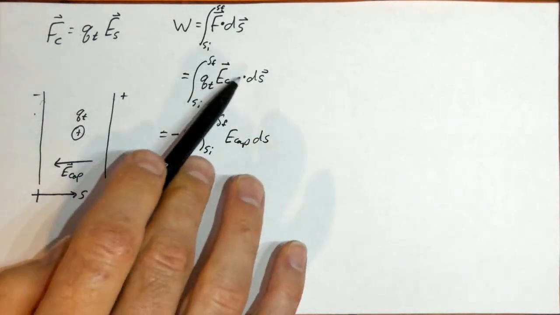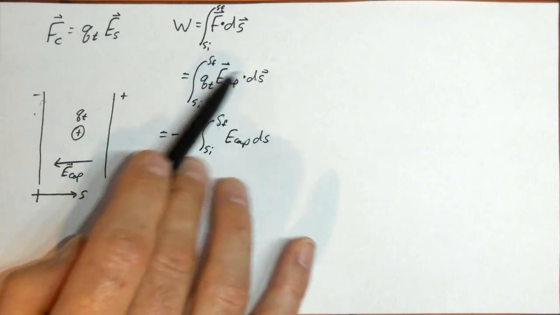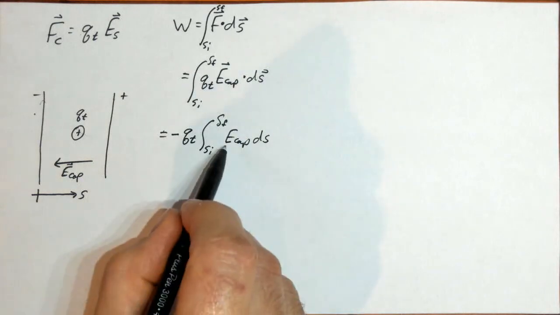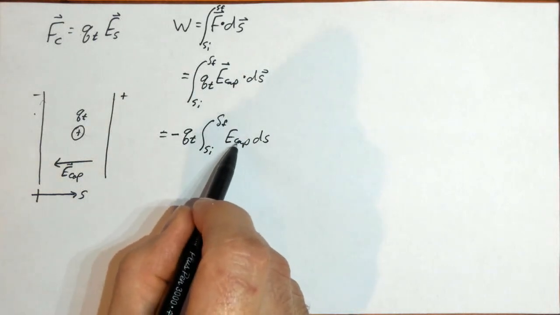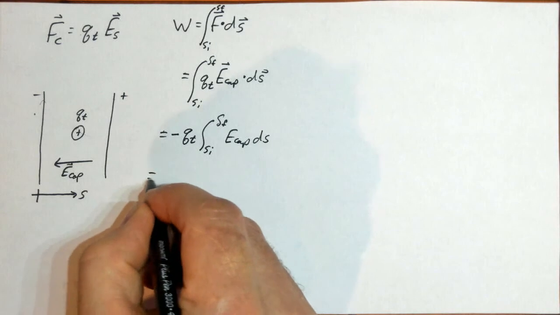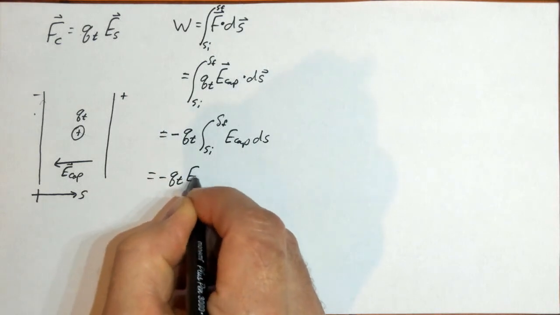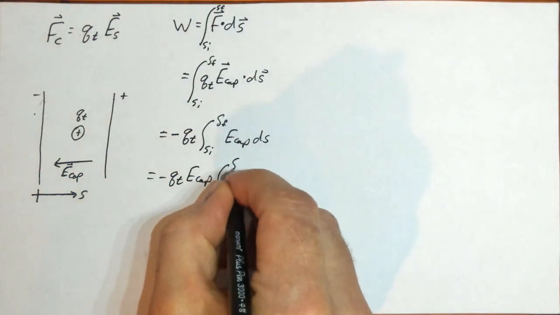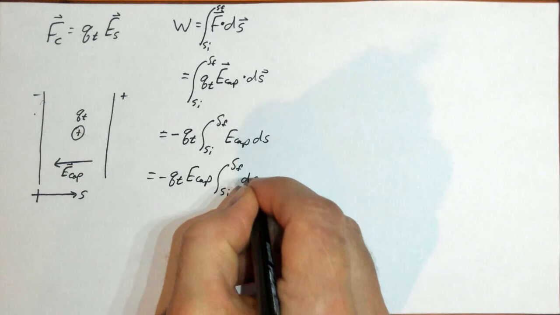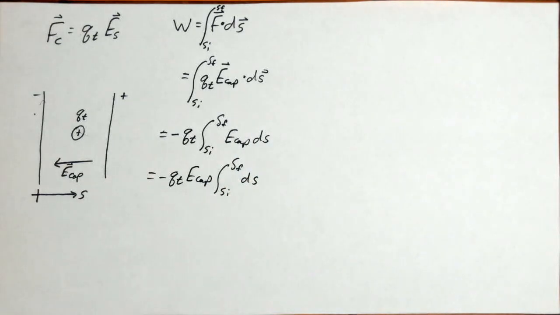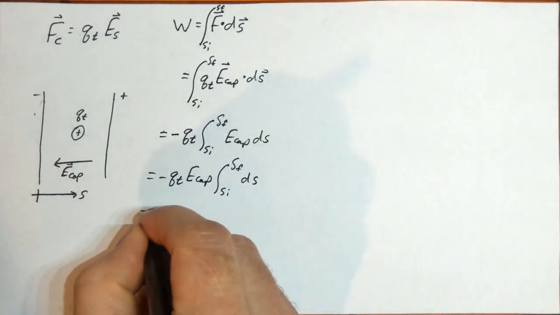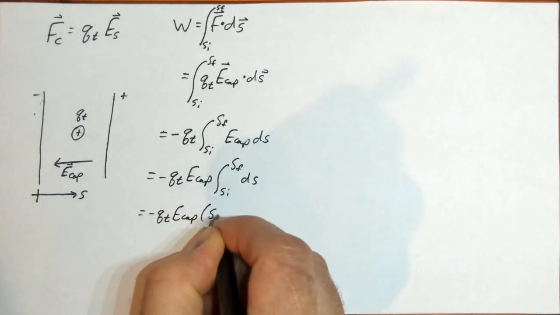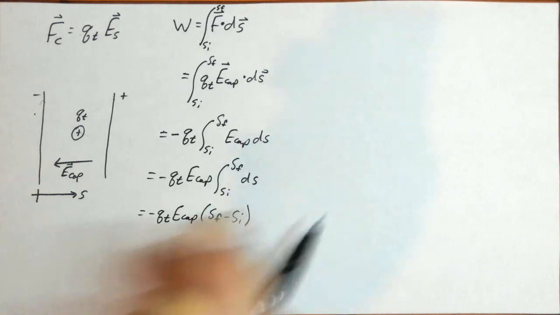Okay. So I've taken care of the dot product by noting that they are opposite each other, which would give me a minus sign. Okay, and then I note that, well, E capacitor is a constant. The electric field of the capacitor is constant. I can pull that out. All right, and I'm just left with an integral from an initial position to a final position of ds, which is just a displacement. So that becomes negative qt E capacitor (S final minus S initial).